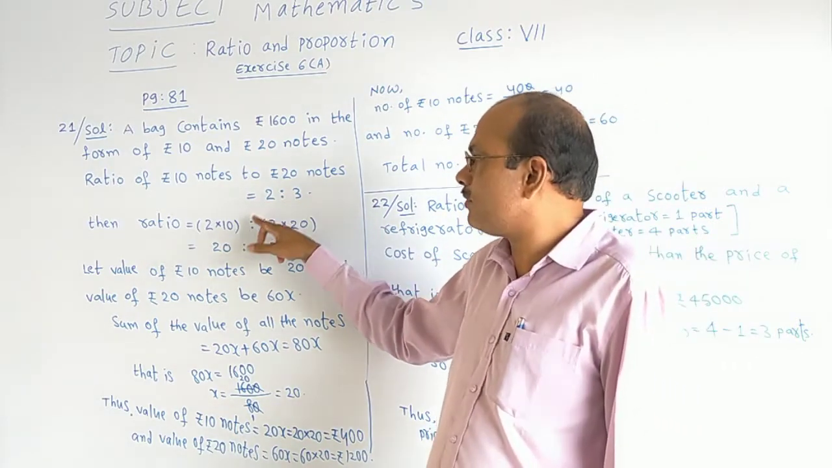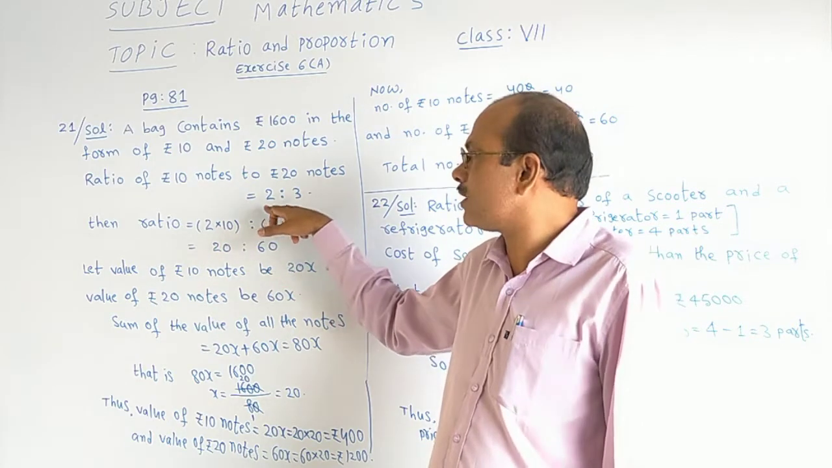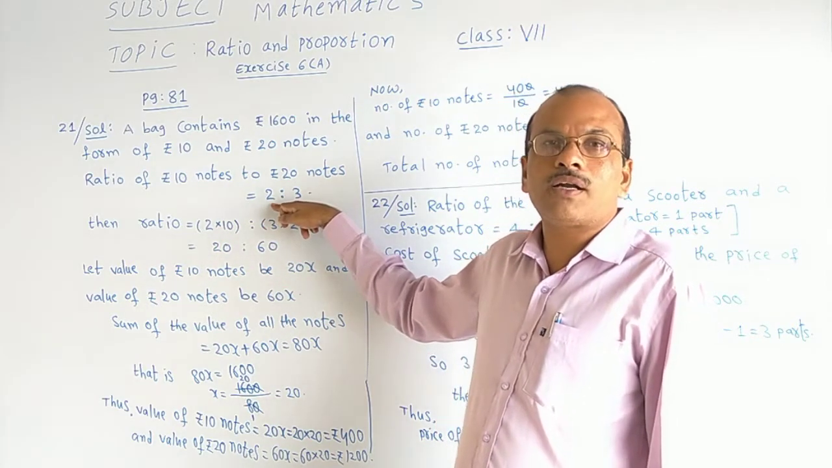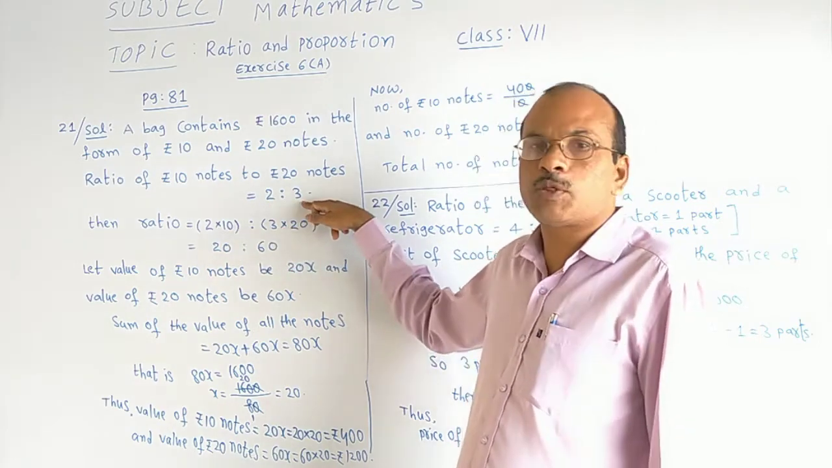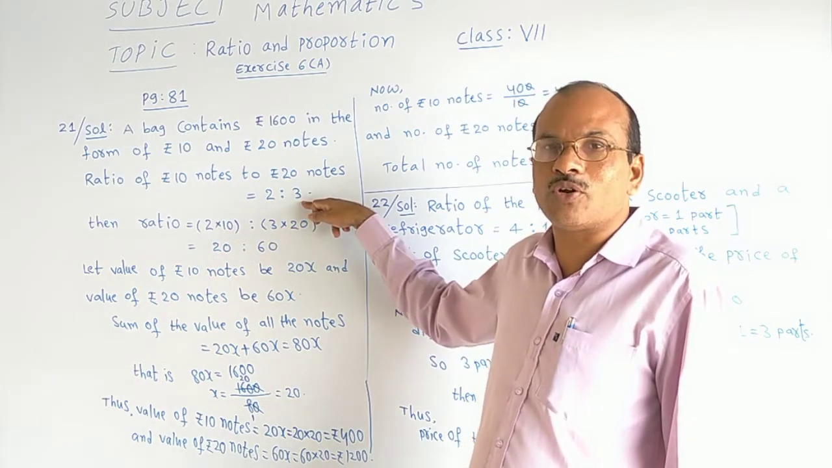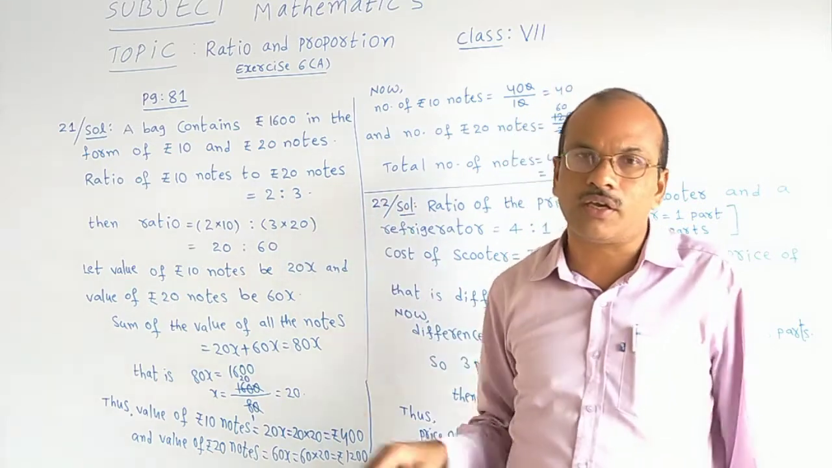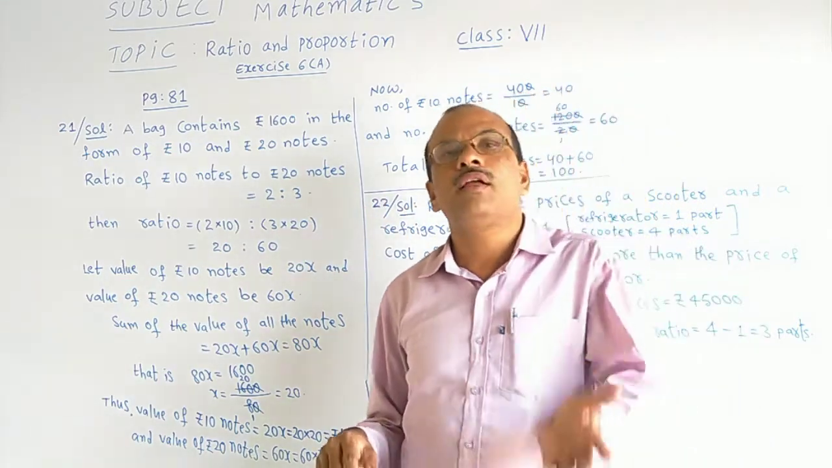2 should multiply with 10 because that is the part related with 10 rupee notes. 2 tens are 20. This part is related with 20 rupee notes. 3 20s are 60. Is it clear now students?